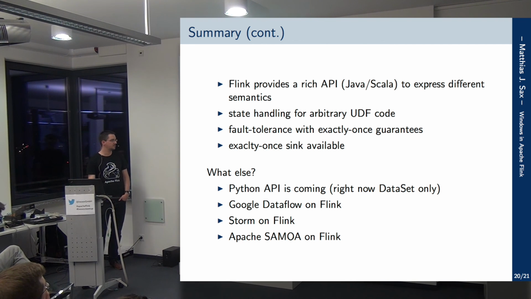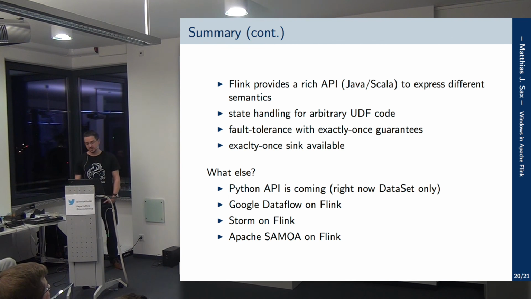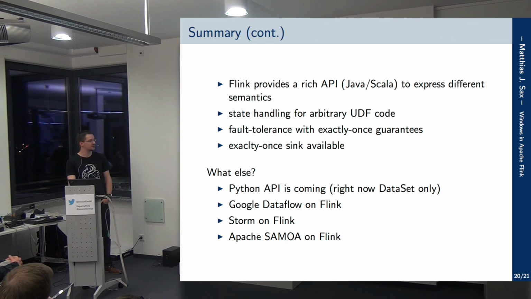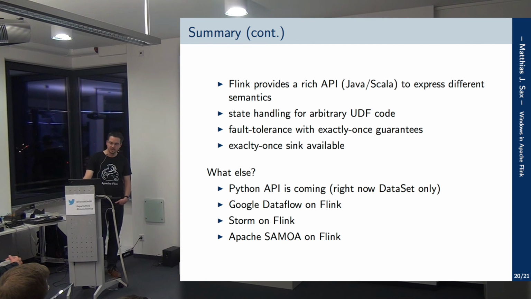What else? Well, we have the Python API coming up. Right now it's for dataset only, but of course we hope that it will be available for data streams too. We mentioned already Google Dataflow. What was also mentioned is a compatibility layer for Storm. And one important thing on top of Flink is Apache Samoa. They just got started. Robert mentioned it also. It's a machine learning library for stream processing. And Flink can be a backend here.